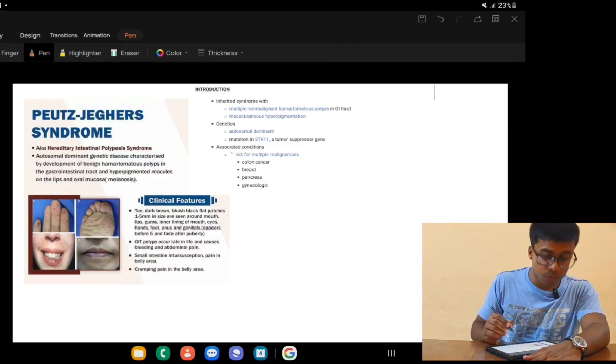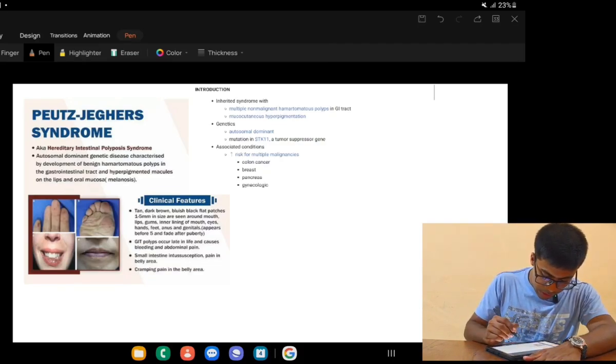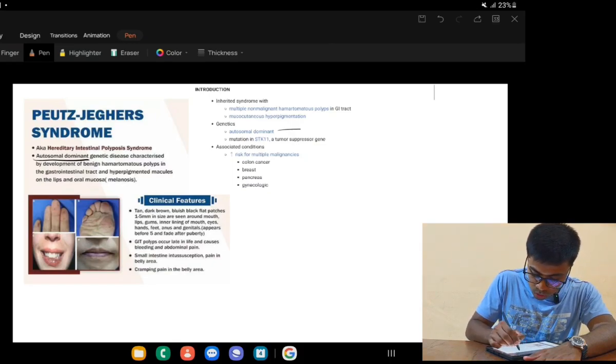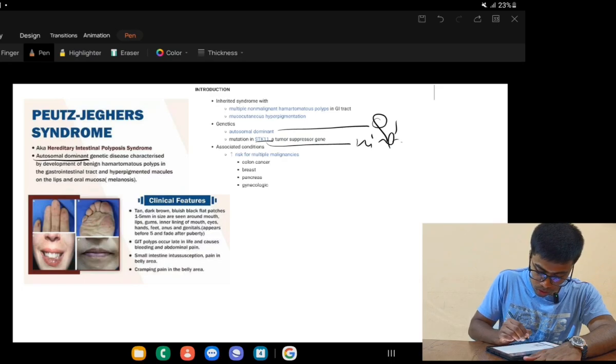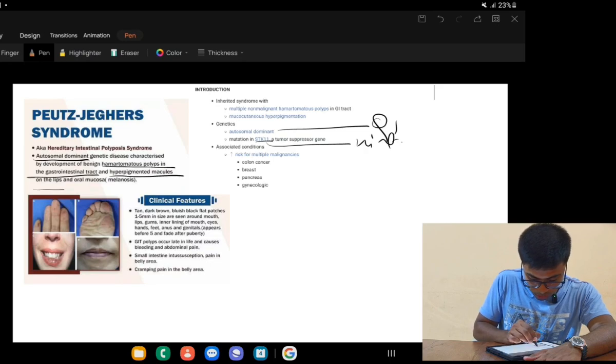Several MCQs can be asked. It's an autosomal dominant condition. Firstly, question number 1. Then it can be a mutation in STK11, which can be the hint. Then benign hamartomatous polyps in the gastrointestinal tract and hyperpigmented macules on lip and oral mucosa. Melanosis, so melanosis signs are there.